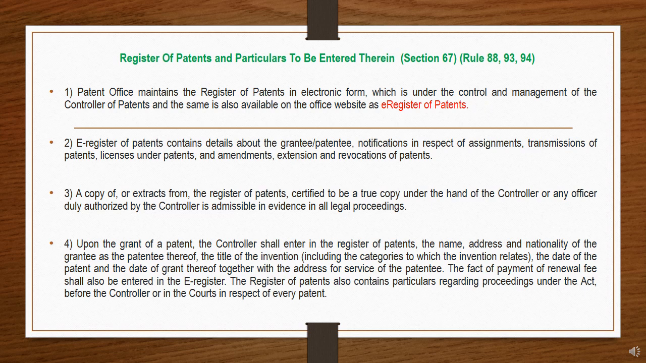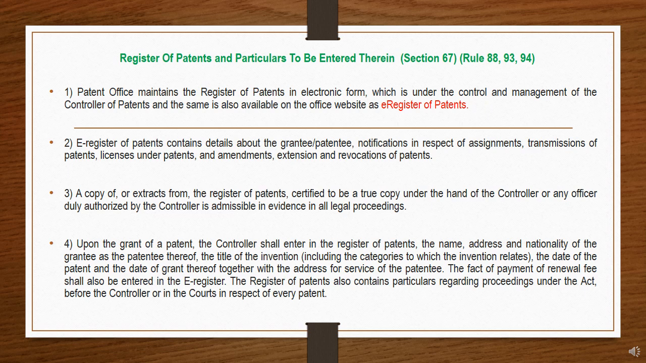Second one, patent updates. It shows updates like patent assignments, which is transfer of ownership, licensing, any changes made to the patent, extensions and cancellations. Third one, legal validity. Certified copies or extracts from this register signed by the controller or an authorized officer are legally valid and can be used as evidence in court.